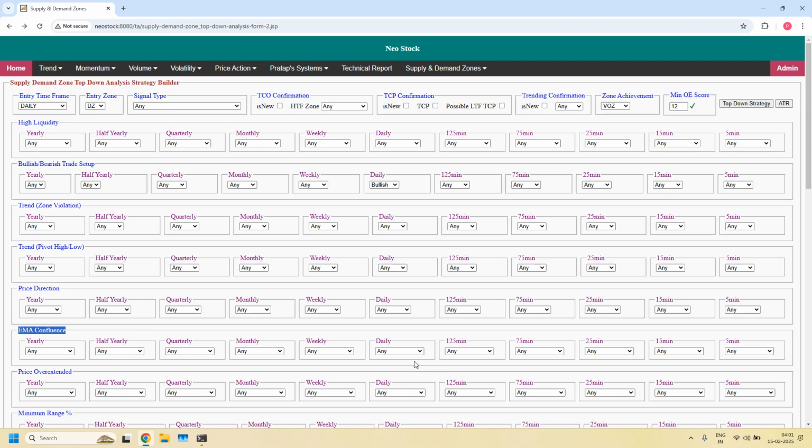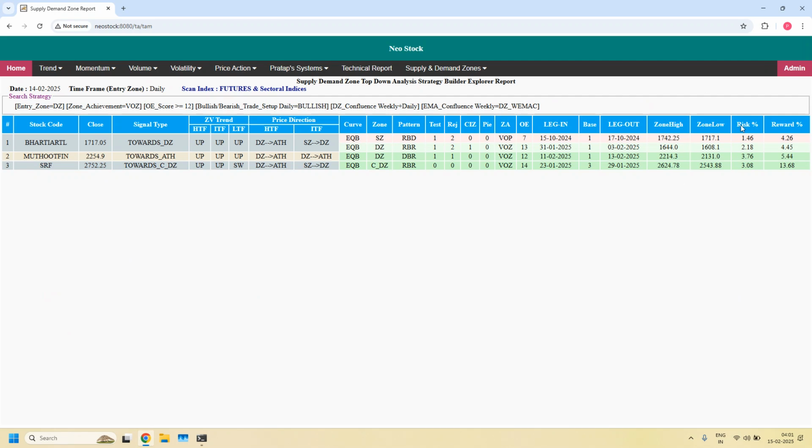In the EMA confluence, at weekly time frame, because daily is overlapped with weekly. So that's why we are looking for whether the weekly demand zone is having weekly EMA confluence or not. Anyway, the trend is an uptrend for ITF, so no need to check for trend filtering. So we got 3 stocks. These 3 are having an even higher probability to get success.